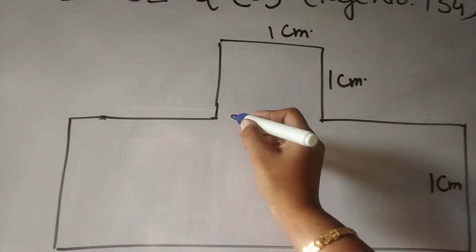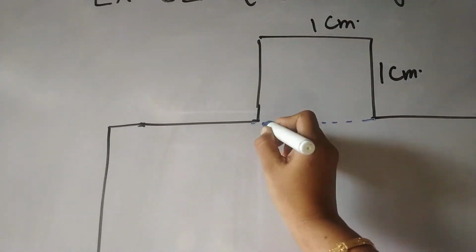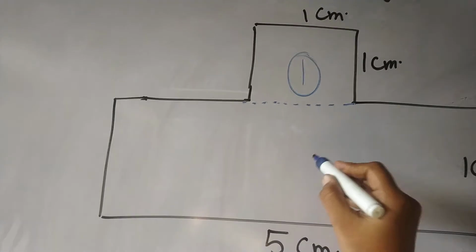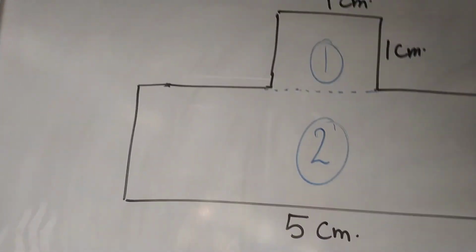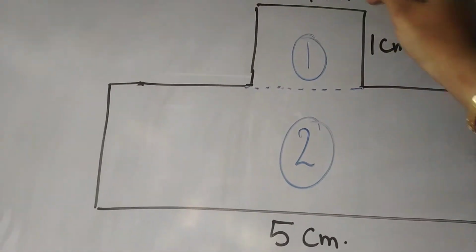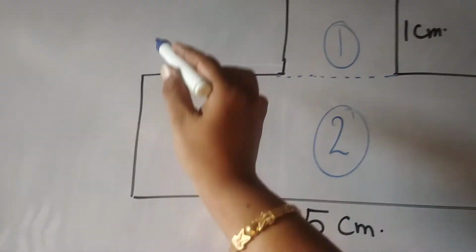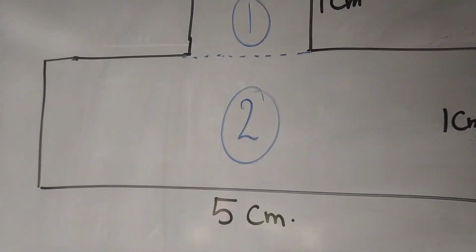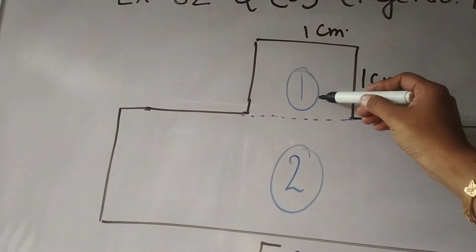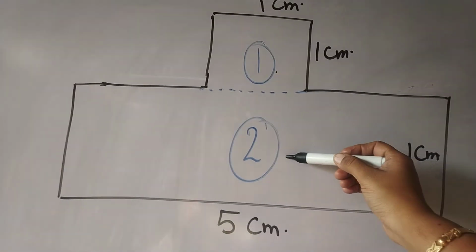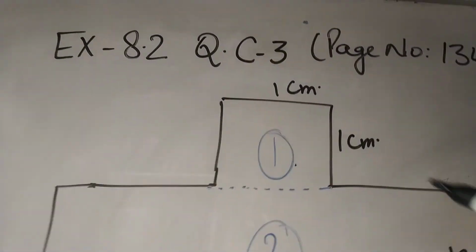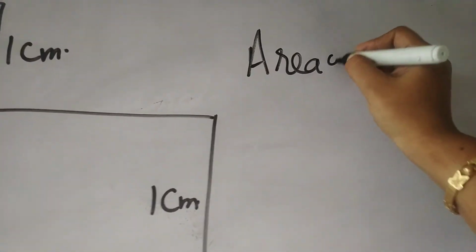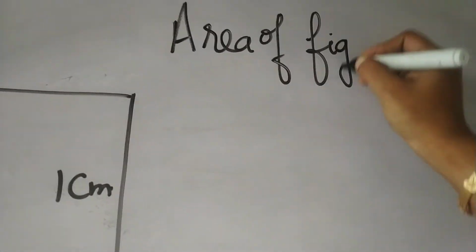So, by drawing this line, I will make 2 regular figures. That is become a square and this is become a rectangle, right? This is a square and this is a rectangle, right? Now it becomes easier for us to find out its area. How? We will find out the area of first figure and area of second figure and then we will add them. So as it's a square, we will find out area of figure 1.